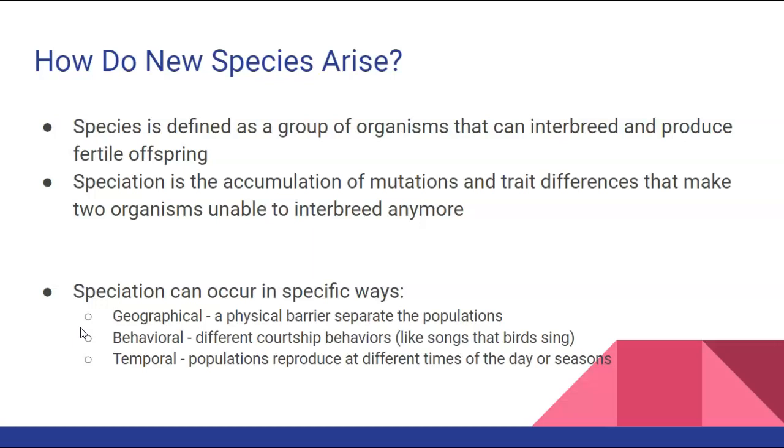So how do new species arise? Well, first let's give a general definition of species. That way we're all on the same page and we're all using the same working definition. So we're going to define species as a group of organisms that can interbreed and produce fertile offspring. That means that their offspring can also have offspring. Speciation is the accumulation of mutations and trait differences that make two organisms unable to interbreed anymore.